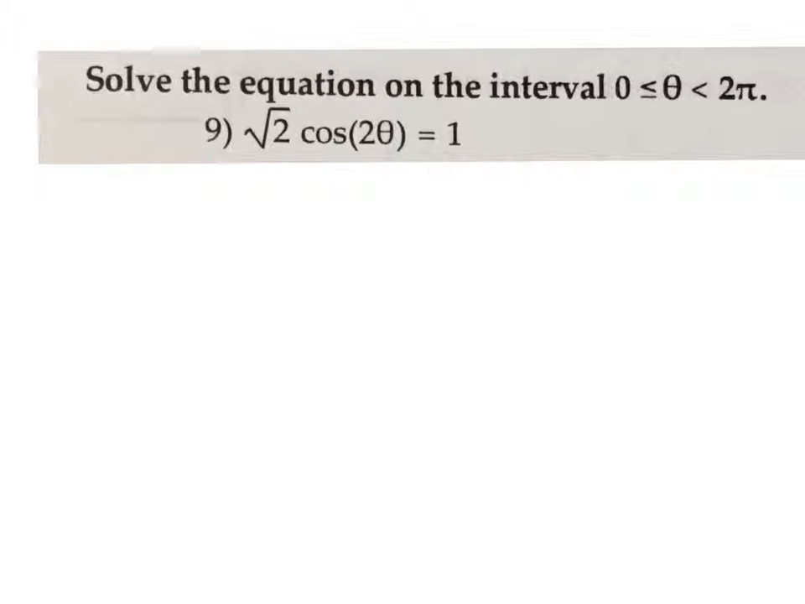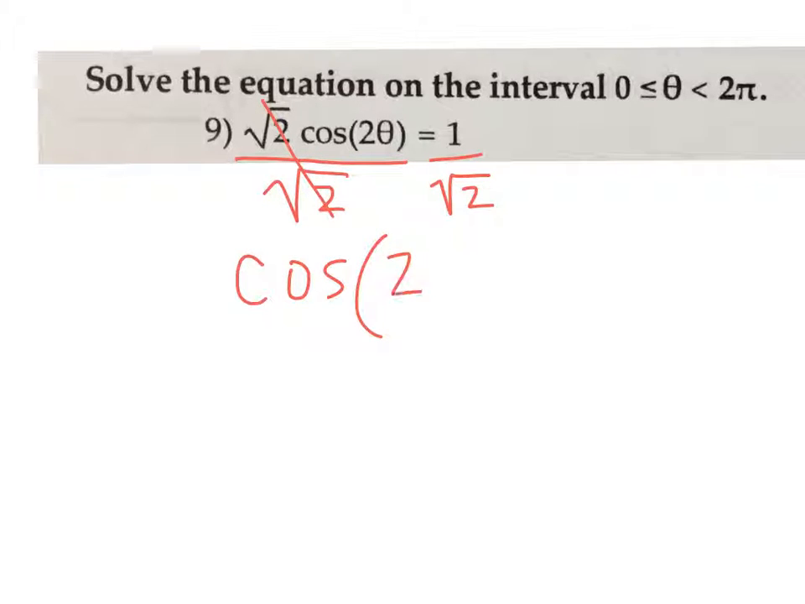So let's do that. We do this by division. This is a multiplication problem because there's no plus or minus, so we should know that we need to divide to get rid of that, not subtract. So we've gotten rid of the root 2, and we have cosine of 2 theta is equal to 1 over root 2.